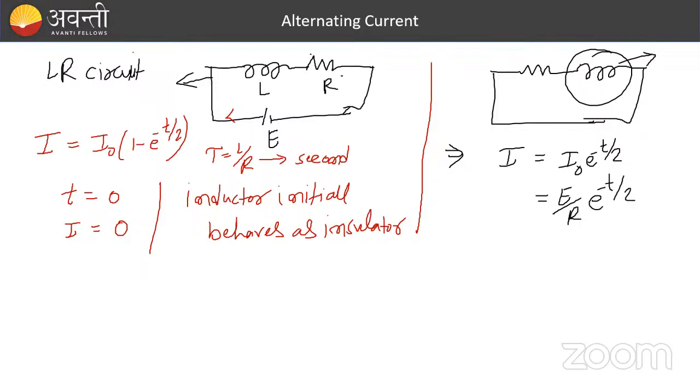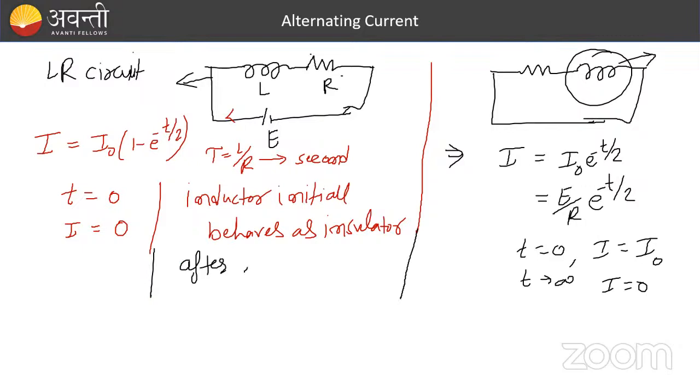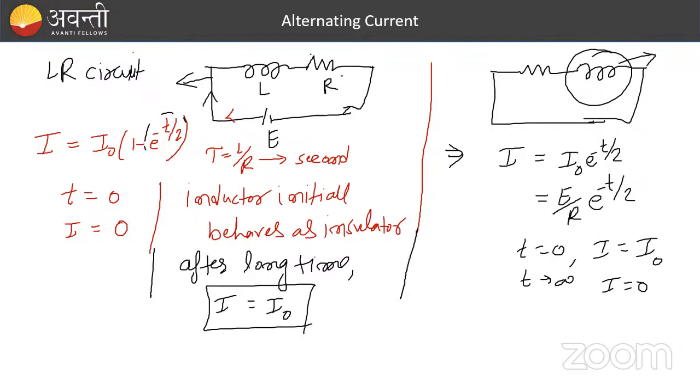If you talk about here, at t equal to 0, current I will be maximum, and after t equal to very long time, I will become 0. Finally, this inductor will get discharged. अब यहाँ पे आप देखो, after long time, what will happen here while charging? After long time, यानी कि if t is infinity, so this will become 0, I will become I naught. So in a steady state, what happens? Current is maximum in the circuit. Done.